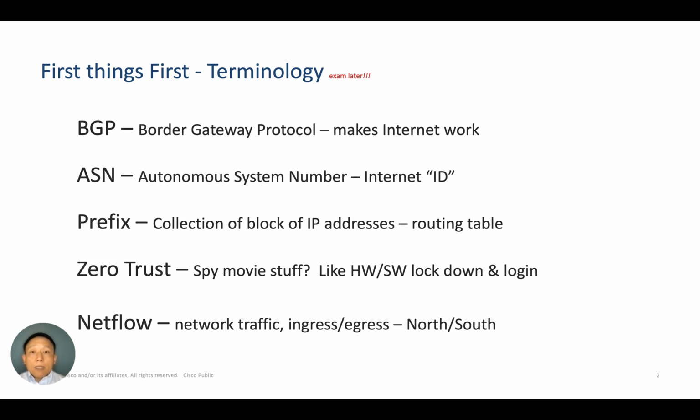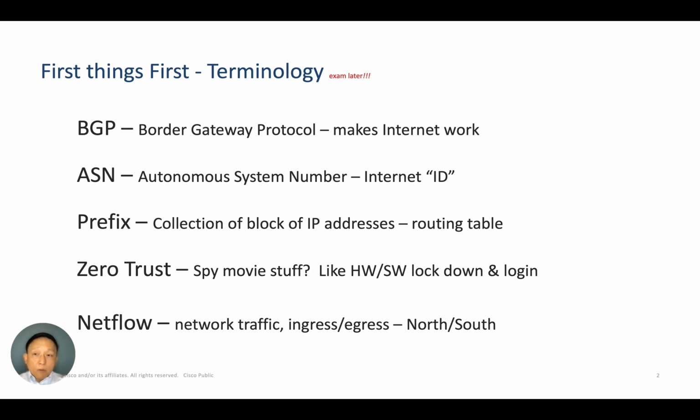So first things first, we want to talk about terminology. If you're watching the slide carefully, maybe there's an exam later, we're going to have a test. But anyway, BGP, Border Gateway Protocol; ASN, Autonomous System Numbers; prefixes, blocks of IP addresses; zero trust, spy movie stuff; hardware and software integrity checking and KGVs, known good values; and also NetFlow, network traffic, ingress traffic, egress traffic, north-south traffic. These are some of the terminologies we will frequently use in this presentation today.